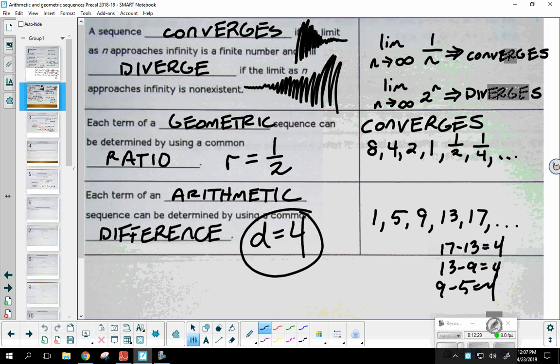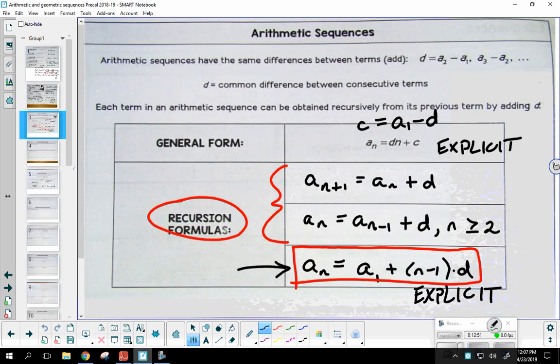And then, we had a few more definitions here. The geometric, we have what's called a common ratio. That's what you multiply by over and over again. That value is r. The arithmetic sequence has what's called a common difference. That's what we add over and over again. We refer to that as D. So D is the common difference, and R is what we call the common ratio. And I think this is where we stopped yesterday.